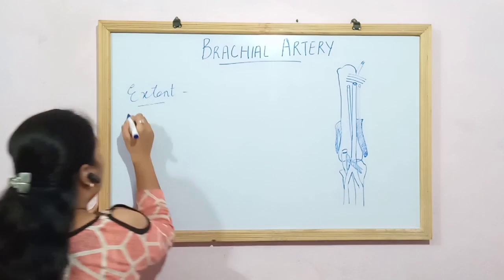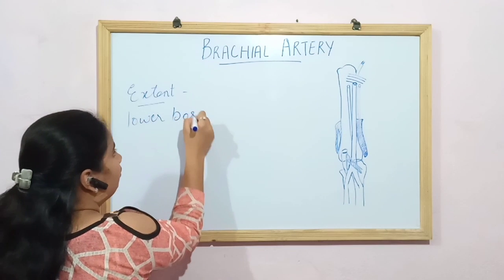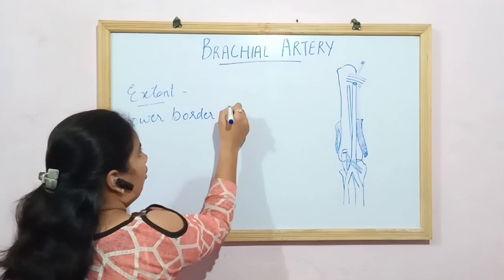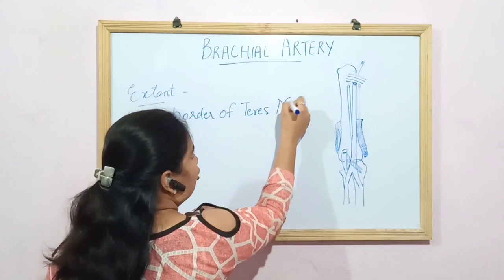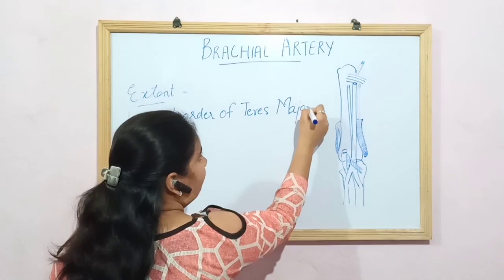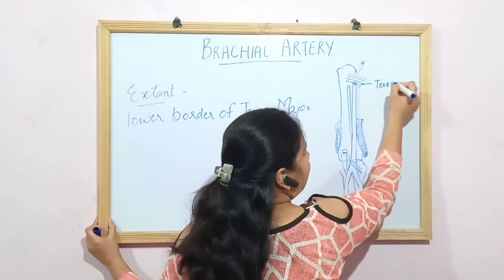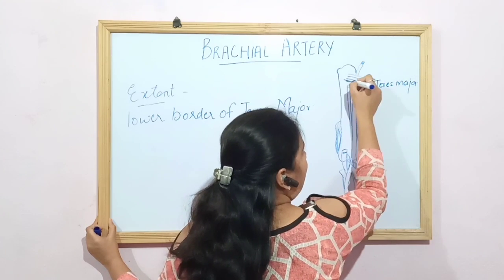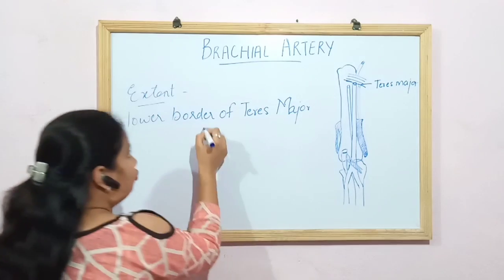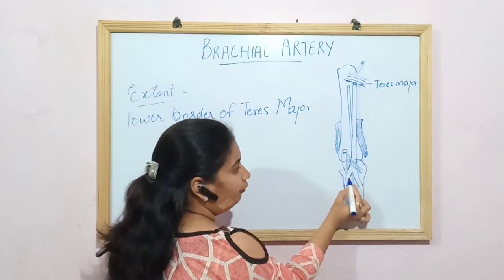It extends from the lower border of teres major muscle. This is the lower border of teres major muscle. This lower border. Two, the elbow joint at the neck of the radius.